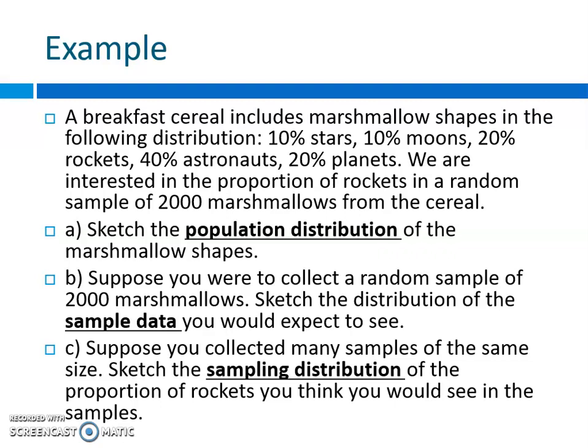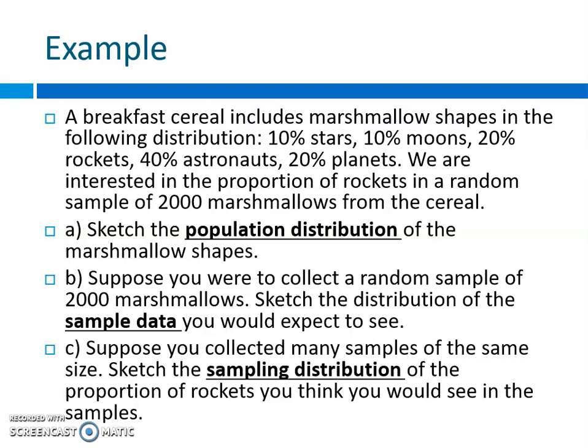And then for B, suppose you were to collect a random sample. Sketch the distribution of the sample data you expect to see. Honestly, it's going to look basically identical to the population distribution. The only difference is that on your y-axis, instead of having the proportions, you're going to put how many out of 2,000. So if you expect 10% stars, the stars column would go up to, what is that, 200?